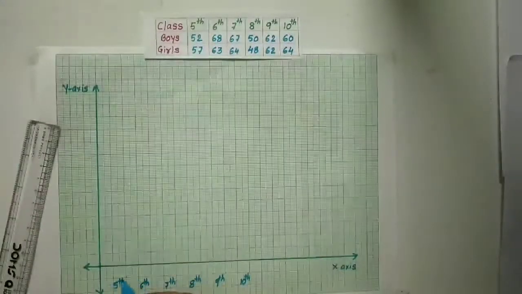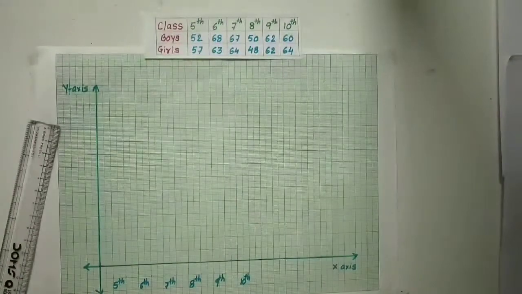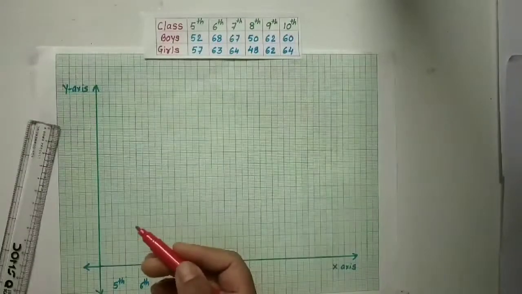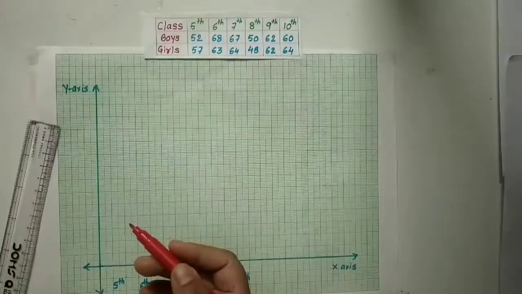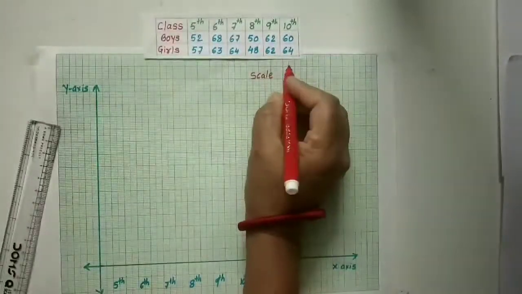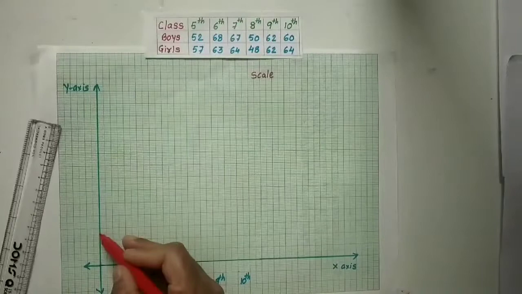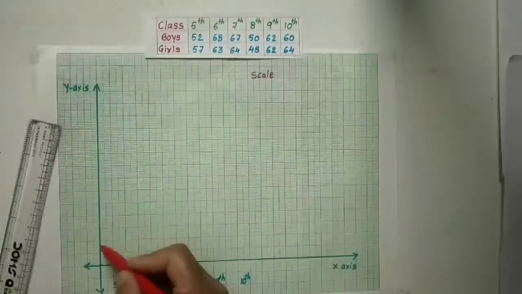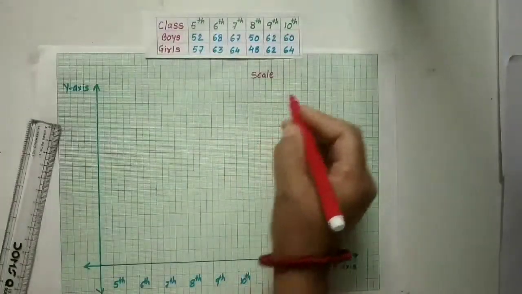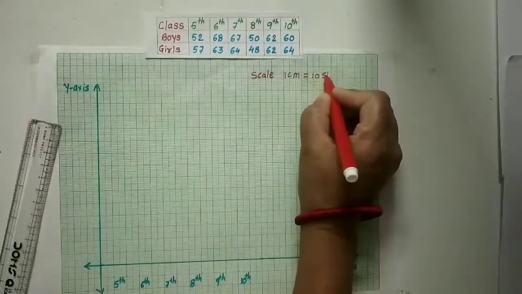Now next is on the y-axis. On the y-axis we are going to write the number of boys and girls. Before that, first we are going to write the scale on the y-axis. Scale is very important. Students, these broad lines are given on the graph. If you have a graph with you now, you can see that the distance between two broad lines is 1 centimeter. Now see on the y-axis, we'll take 1 centimeter equal to 10 students.